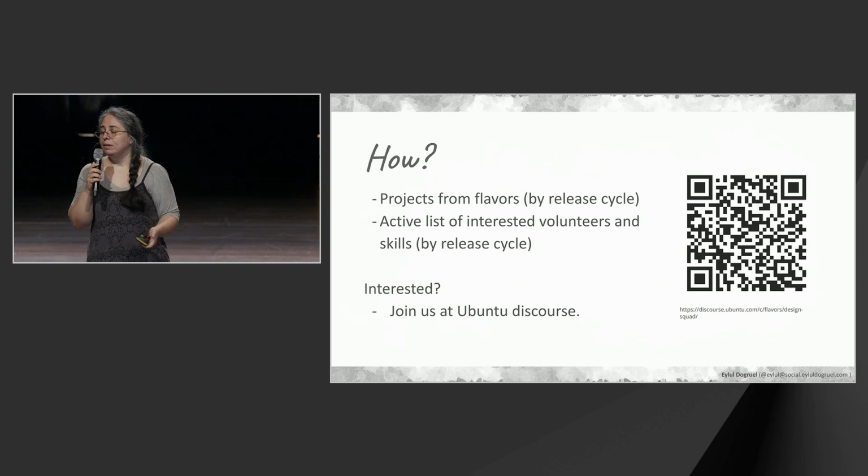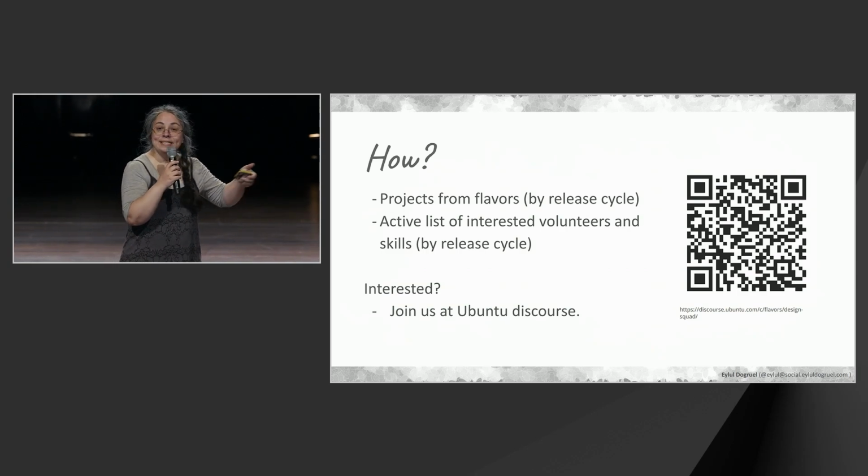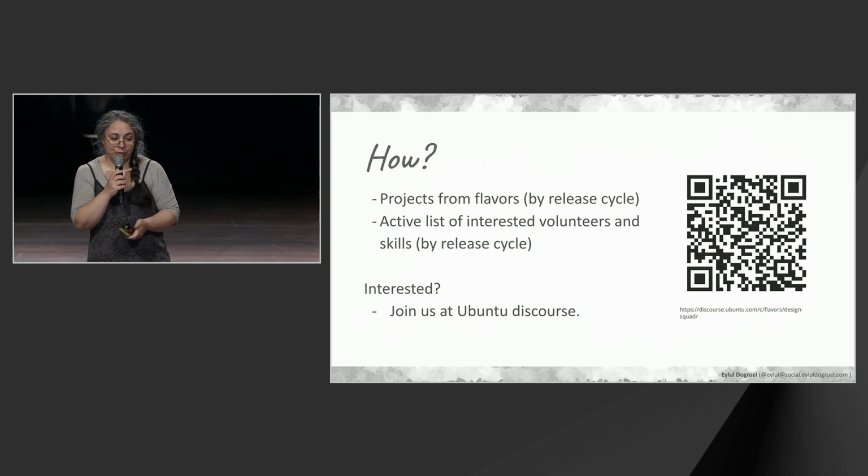So how does it work? It's very simple. Projects for each release cycle are going to be announced and added throughout the process. And active volunteers will list their skills. It's important that volunteers let us know every cycle because life changes. Our time commitment changes. This is volunteer work, and to keep volunteer work sustainable, it's very important that we make sure people can step down and step in. And from there, people communicate and we move on.